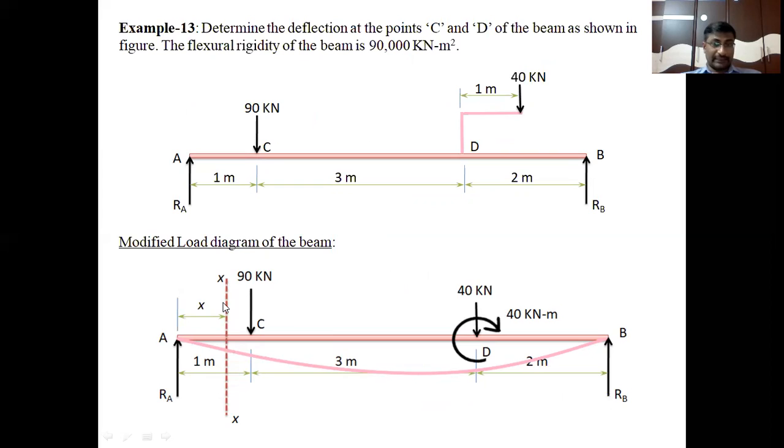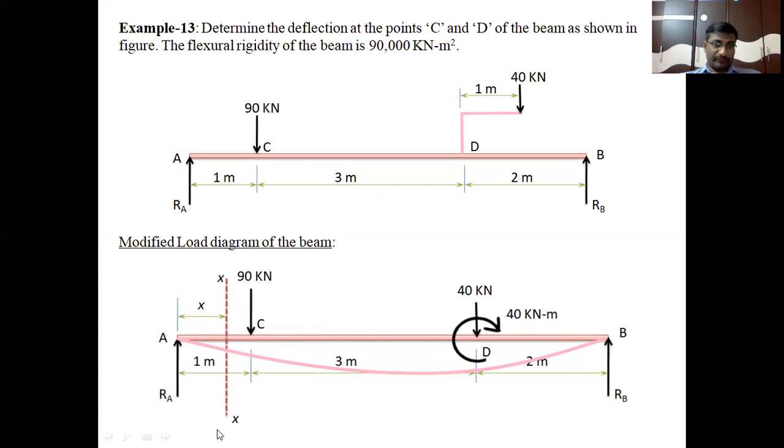So on the right hand side of the XX section, the forces are RB, 40 and 90. And along with these three forces, another moment is also there. So whenever you are calculating the bending moment, you should consider the 40 kilonewton meter.